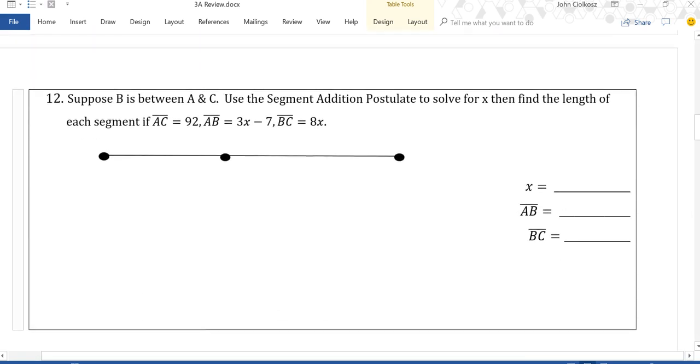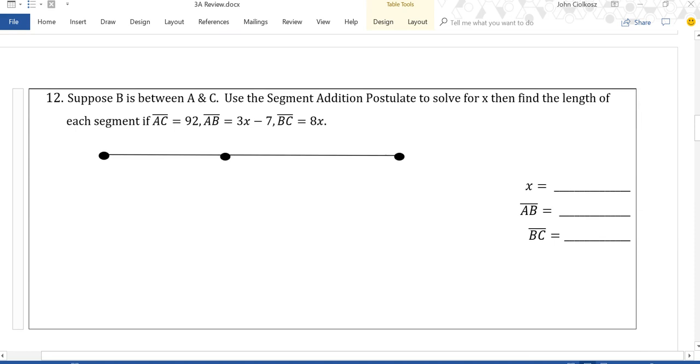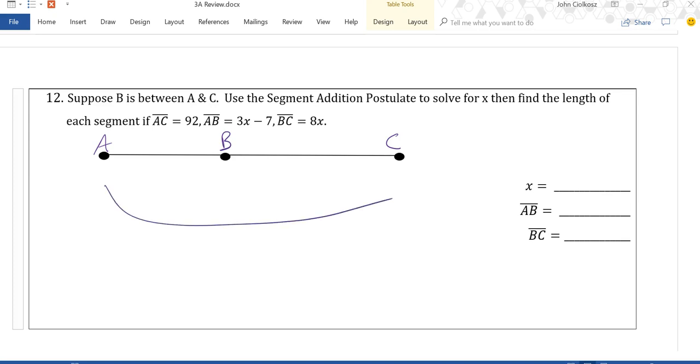Alright, moving on. Suppose B is between A and C. Just stay in alphabetical order here. We usually put A on the left, C on the right, but if you put them the other way, it's going to be fine. We know that AC is 92, AB is 3x minus 7, and BC is 8x.